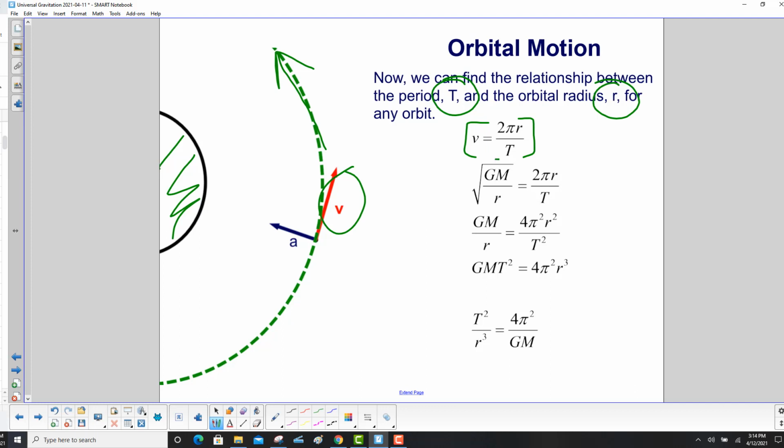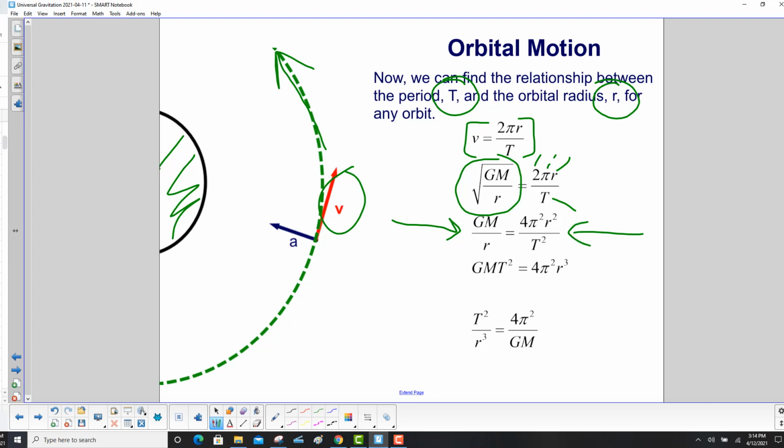We also found the orbital velocity earlier. That's the square root of GM over r. So we set the square root of GM over r equal to 2 pi r over T. Nobody likes square roots in equations, so we're going to square both sides. Then I'll get GM over r is equal to 4, square 2 you get 4, square pi you get pi squared, r squared over T squared.